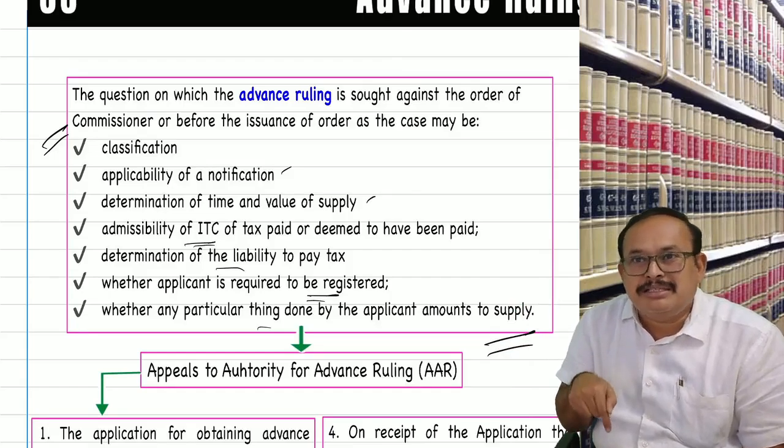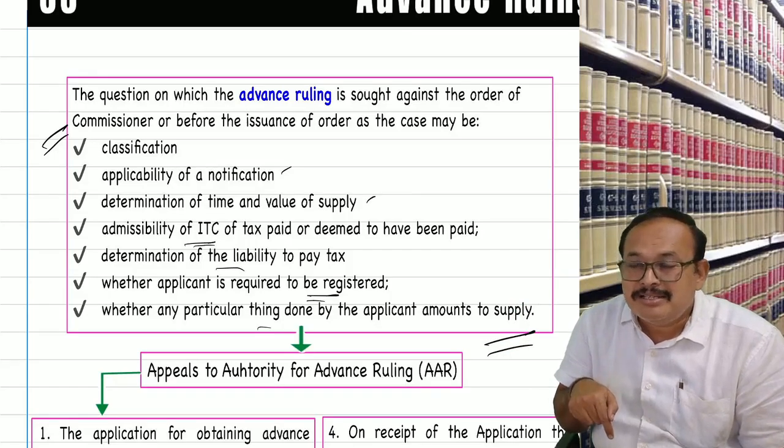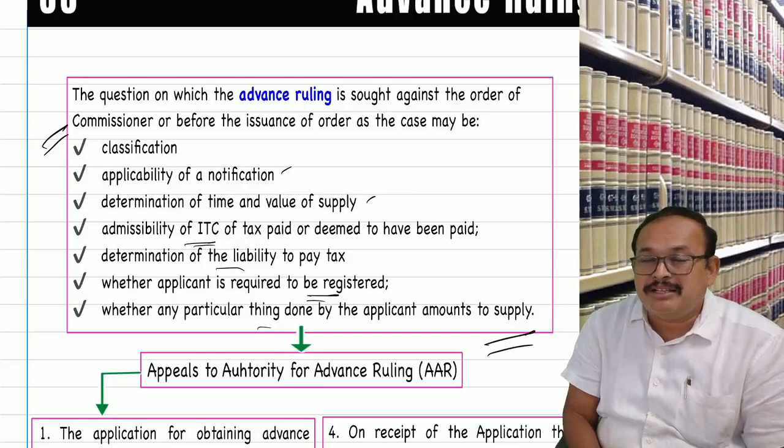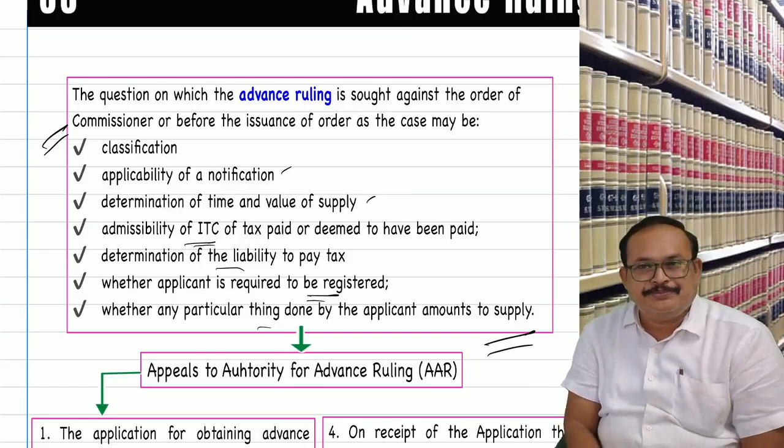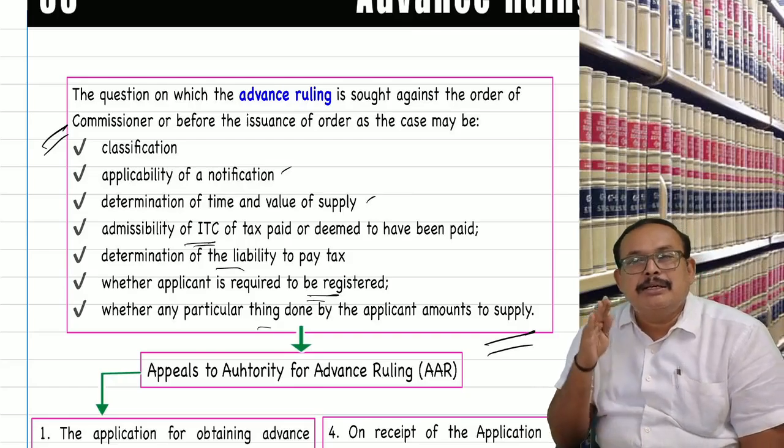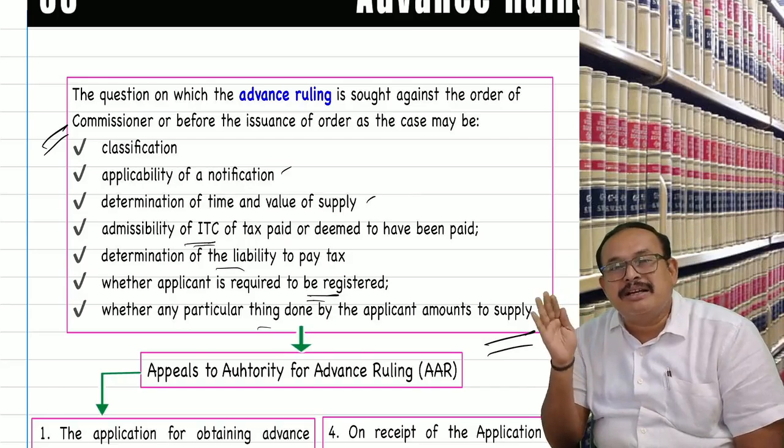I am a CA student. Can I appeal to the appellate authority? Yes. To go for appeal to the appellate authority, a person is not required to be a registered person.